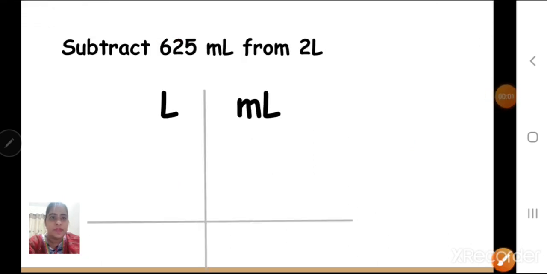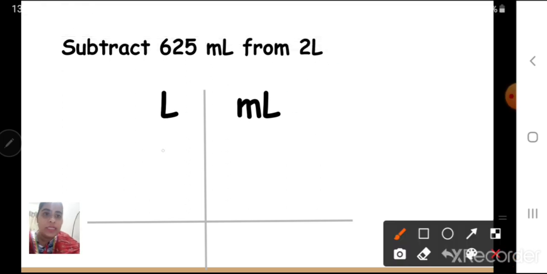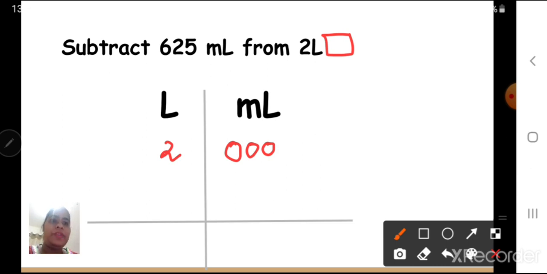So children, we have to subtract 625 milliliter from 2 liters. Okay. So first you will draw the line and then you will write liters and milliliters. So write properly. From 2 liters, 2 liters will come first. Now with 2 liters, milliliter is not given. So we will put here 3 zeros, because 1 liter is equal to 1000 milliliter. Correct? After that, subtract 625 milliliter. On the liters side nothing is there, that means it is 0. Let us subtract here.